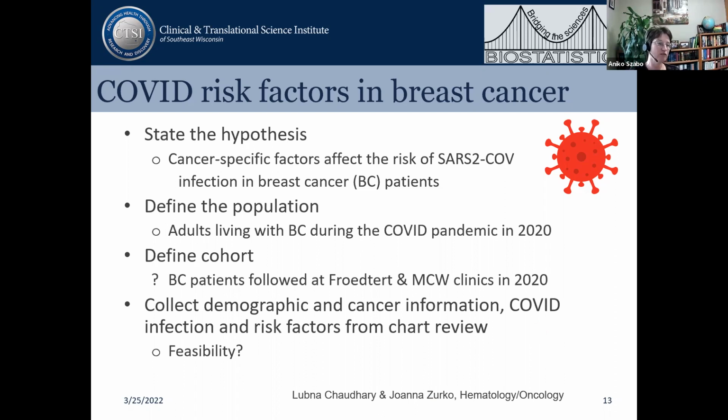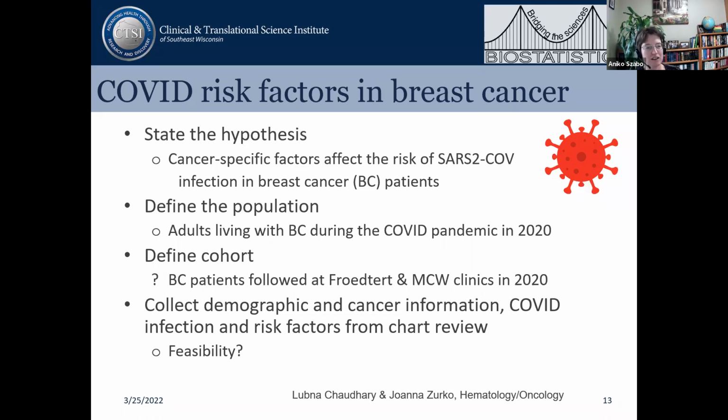Okay, and once we define the cohort, we need to collect the additional information, specifically cancer-specific information and COVID-specific information in terms of risk factors. Actually, I think the cancer-specific information would be the real problem. That is not readily available. You would really have to go back and do a chart review. And there were major questions like, can we reasonably review that many charts and collect the cancer information about all the patients who are being followed at MCW clinics? That is getting a little bit much.